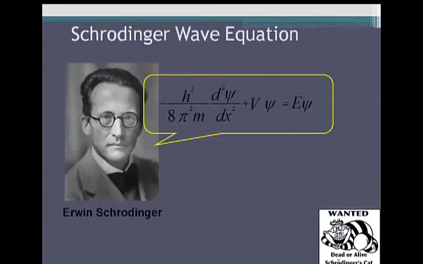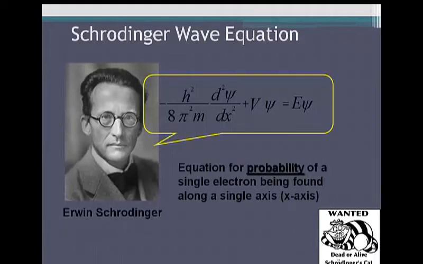Enter Erwin Schrodinger and Schrodinger's wave equation. What this equation predicts is the probability of a single electron being found along a single axis. Now in three-dimensional space, there are three axes, x, y, and z. In order to know approximately where the electron is, or the probability of where it is, you have to solve this three ways and then look at where they all intersect. And that's for one single electron.